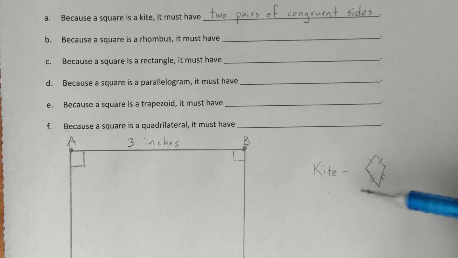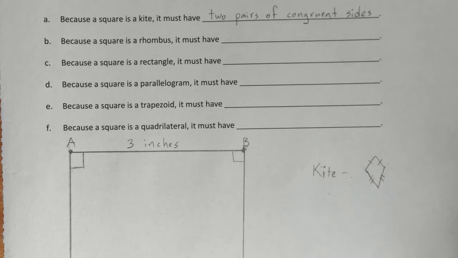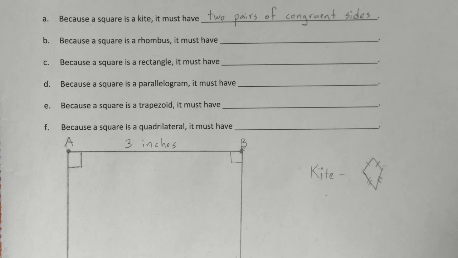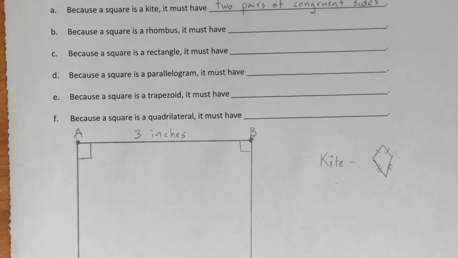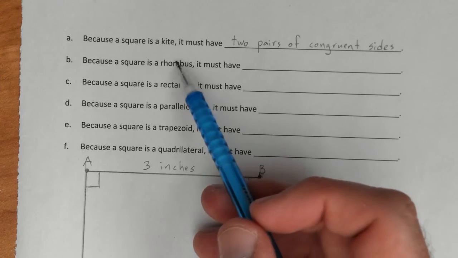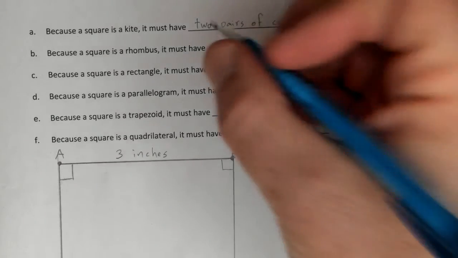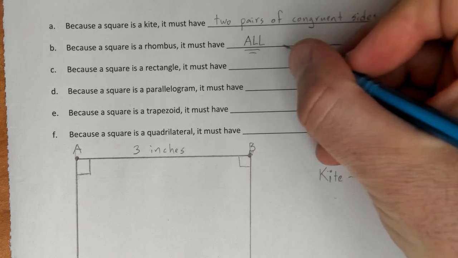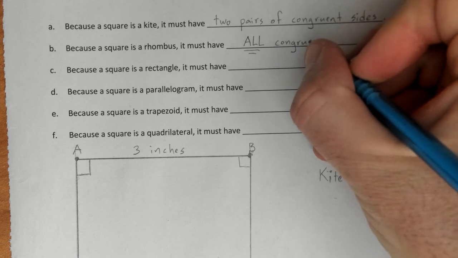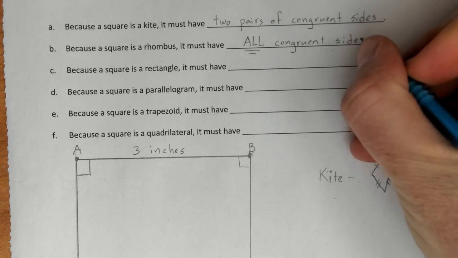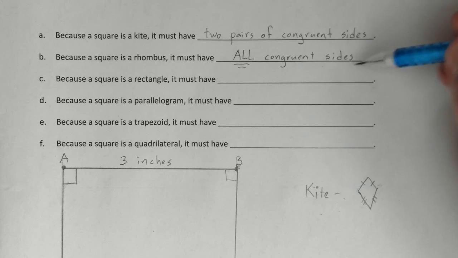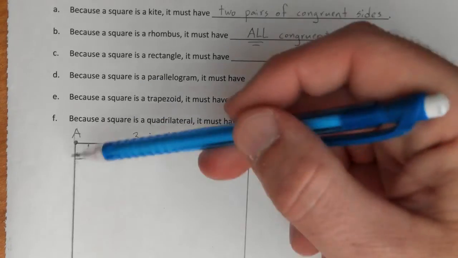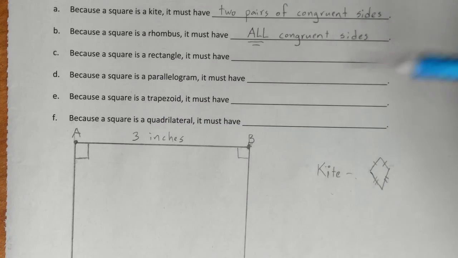When we talked about the kite, we really only have one big attribute we talk about with the kite, those two pairs of congruent sides. We're looking for the uniqueness. We're looking for what is only true of, in this case, a rhombus. Okay? It must have all congruent sides. And this kind of overlaps up here. We got one pair of congruent, we've had a second pair of congruent. It just so happens that they're all congruent to each other also.